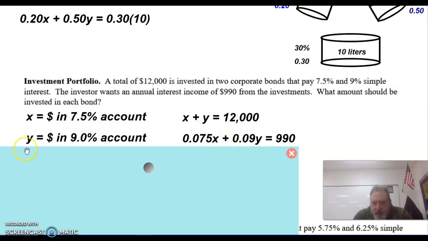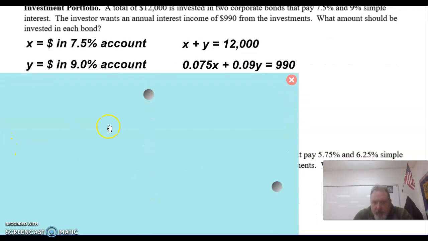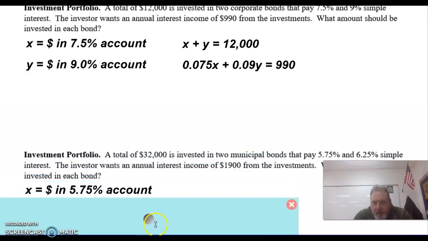Otherwise, you're going to get an answer that is not close. It'll be way too big. So again, change your percentage to a decimal for the interest equation. So the last one is very similar. I didn't do the whole setup. I just gave you the variables.